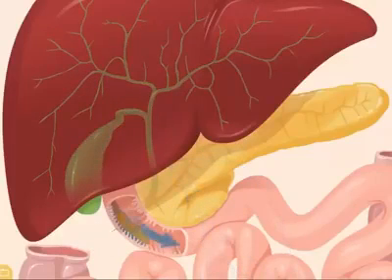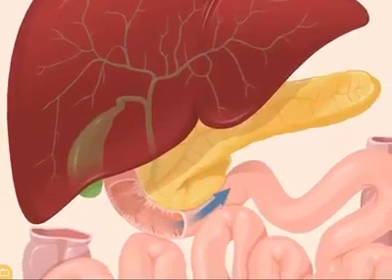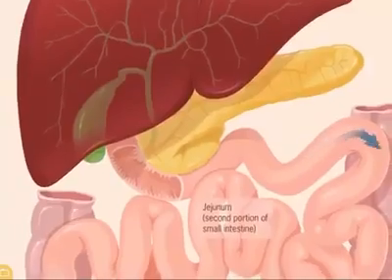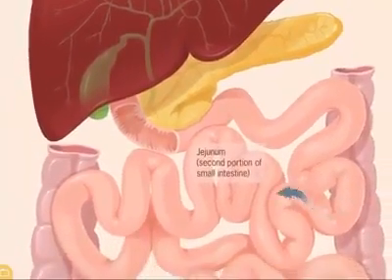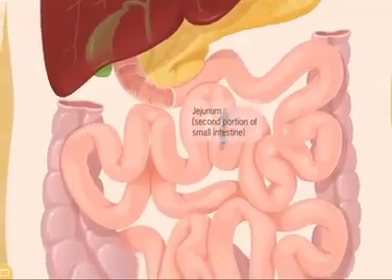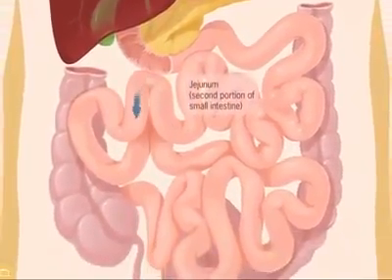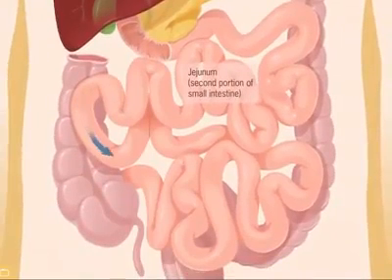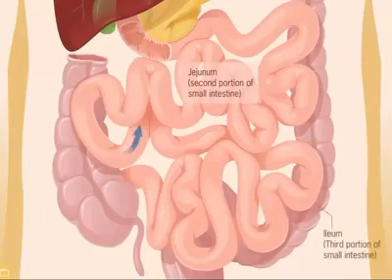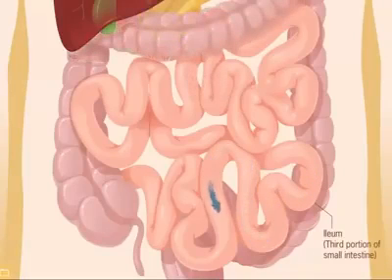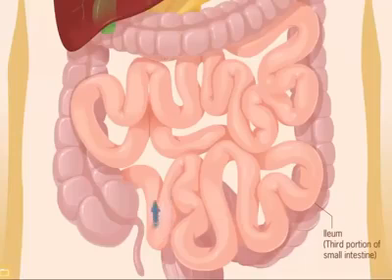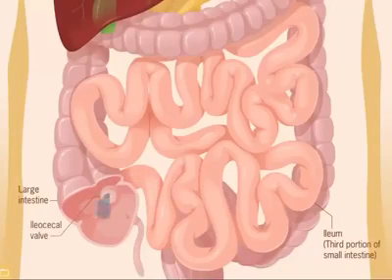The chyme continues to mix with the digestive enzymes as it moves through the duodenum and into the jejunum, the second portion of the small intestine. Nutrients from the digested food are absorbed into the bloodstream in the jejunum. The bolus moves through the jejunum and reaches the ileum, where there is more nutrient absorption. The unabsorbed portion of the bolus passes out of the ileum and into the large intestine through the ileocecal valve.